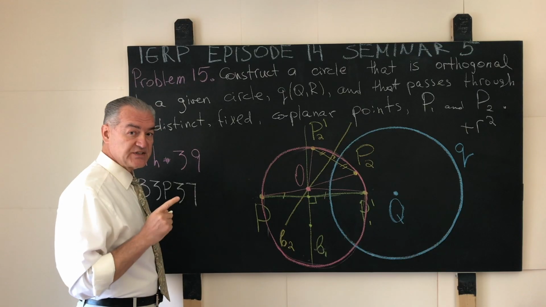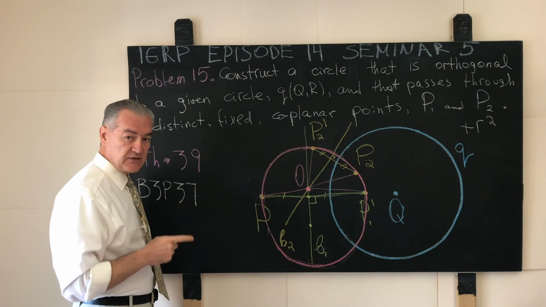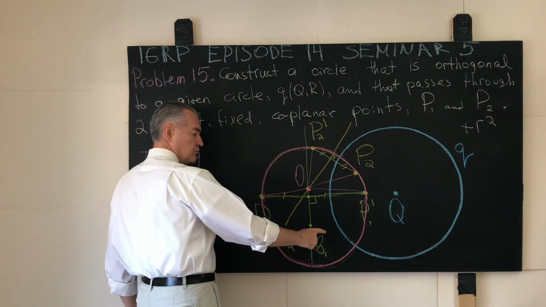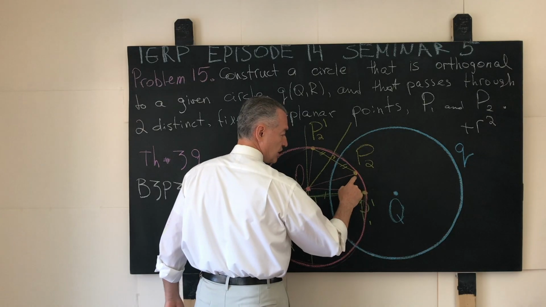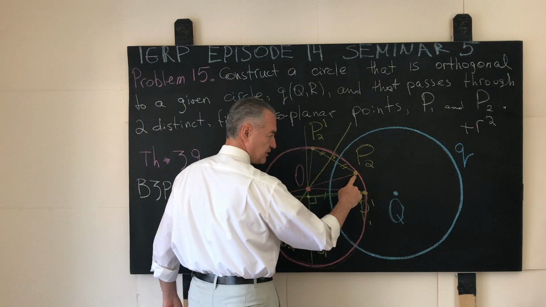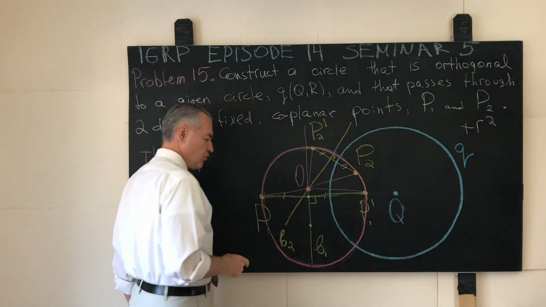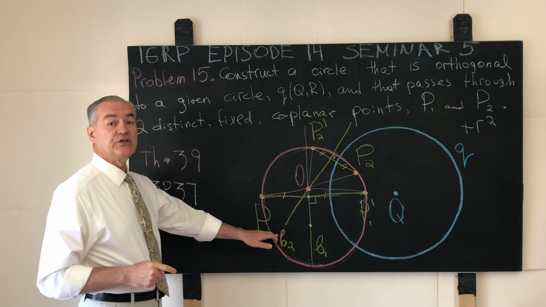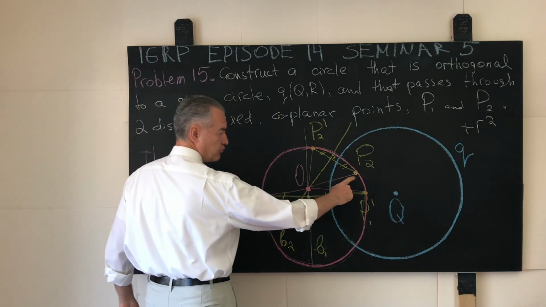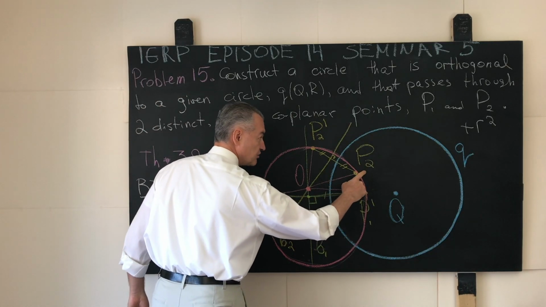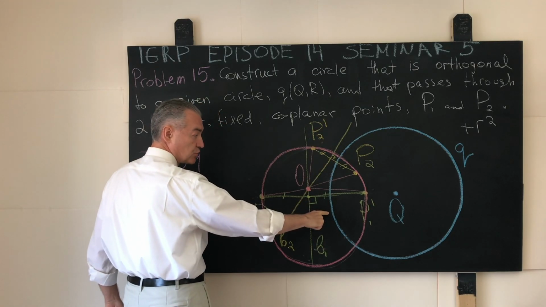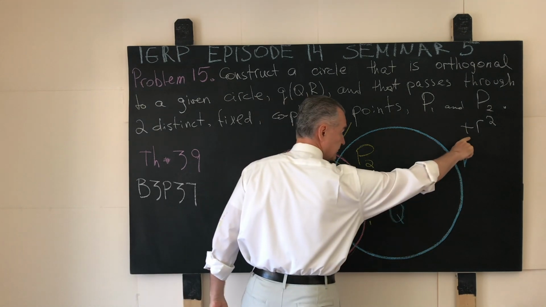The locus of the centers of uncountably infinitely many circles, each of which is orthogonal to the given blue circle Q and passes through the second given fixed distinct coplanar point P2 shown over here in yellow, for example, will be what? Will be the perpendicular bisector B2 constructed to the line segment that is delineated by the point P2 and its inversive image P prime 2 with respect to the given circle Q with positive power.